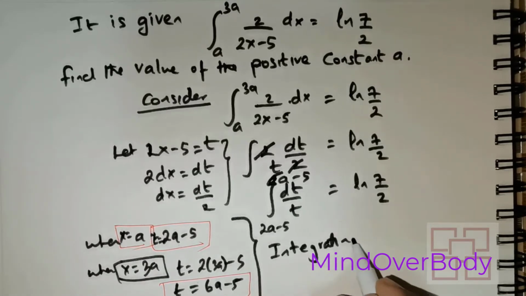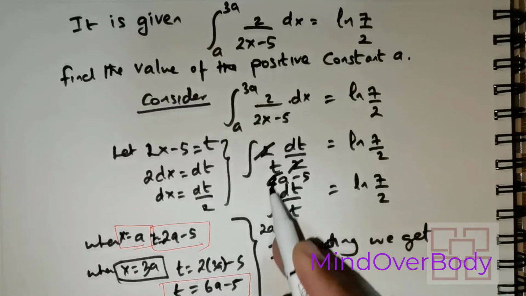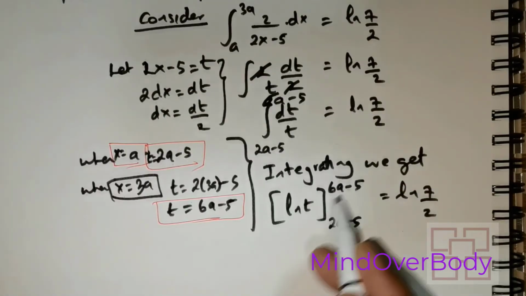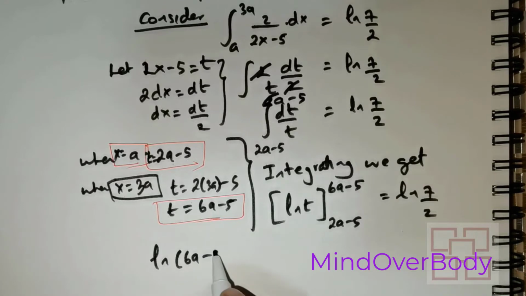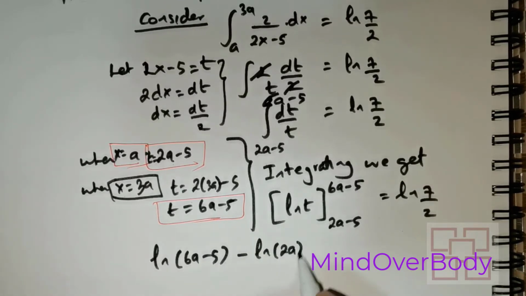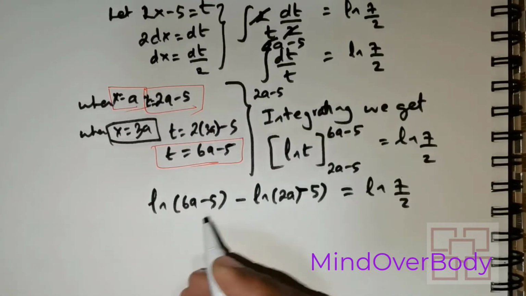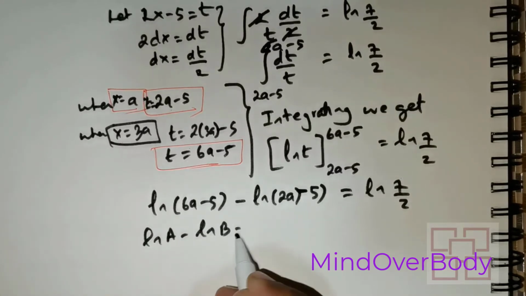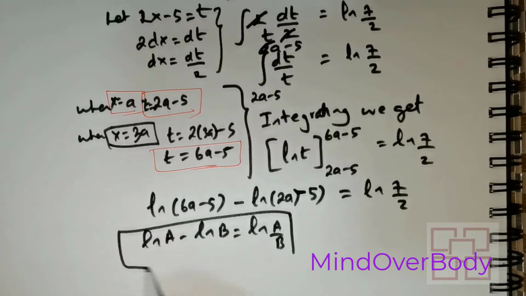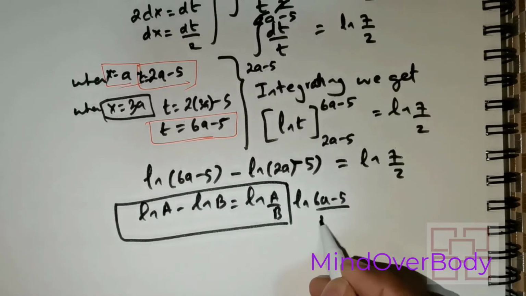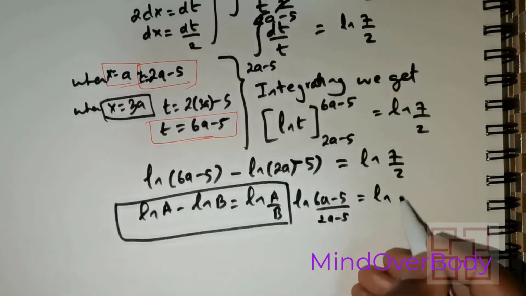So what do we get when we integrate? Integral of dt over t will give me ln t. The limits are 2a negative 5 and 6a negative 5, and this is equal to ln of 7 over 2. Now substitute the upper limit, you get ln of 6a negative 5 followed by the lower limit, which is 2a negative 5, equal to ln of 7 over 2. Now I know a formula: ln a negative ln b is equal to ln of a over b. So I can rewrite this as ln of 6a negative 5 divided by 2a negative 5, which is equal to ln of 7 over 2.